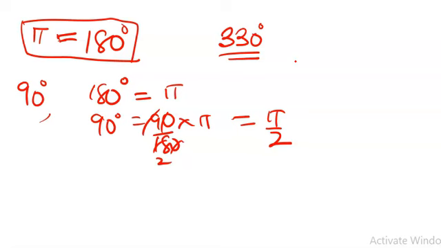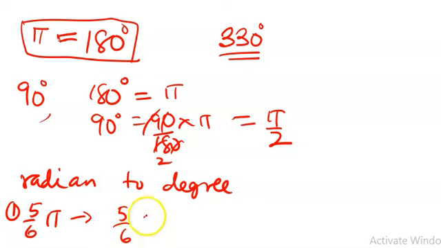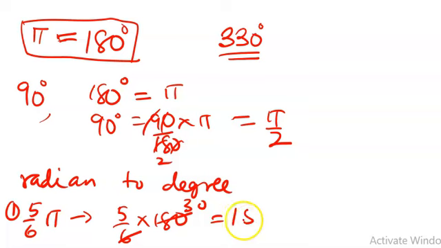Now the other side too is, how do you convert an angle in radian to degree? For radian to degree, for example, 5 on 6 pi, how do you convert this one to degree? It's very simple. You replace pi by 180. So this will be 5 on 6 times 180, since pi is equal to 180. So this will go here 30, and we are getting 150 degrees.